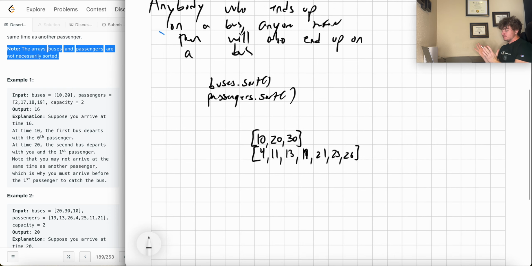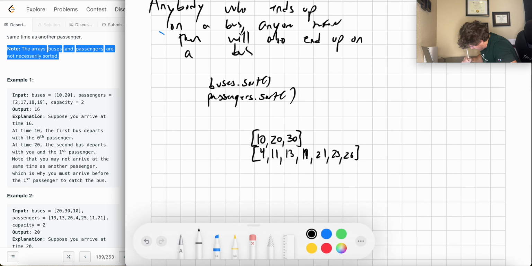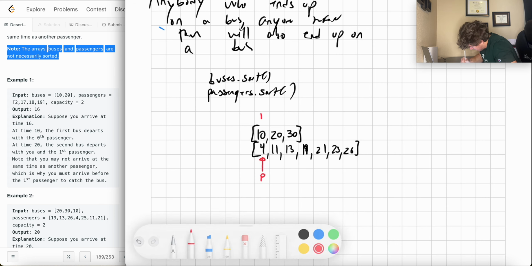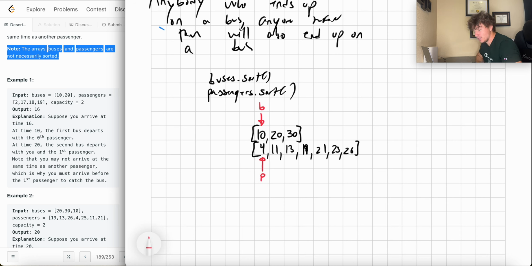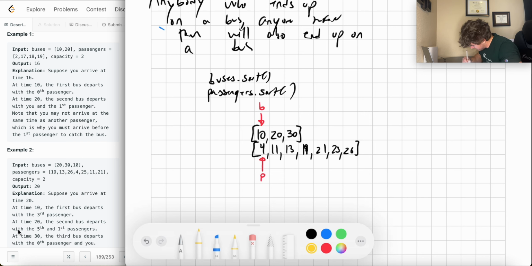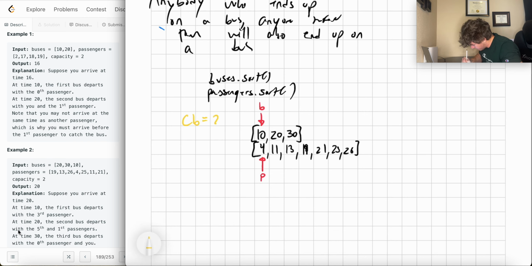So we need a system where we can process things as they come and then keep track of people that are waiting. So what I'm going to do is have a pointer P that represents the passenger that I'm looking at, and a pointer B that represents the bus that I'm currently looking at. And then I'm going to have a current capacity for that bus. In this example, it's 2. So my capacity for the bus is 2.